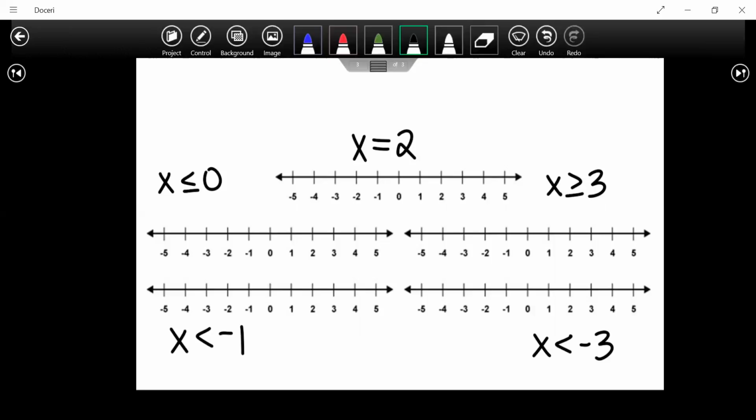About 15 more seconds. It doesn't have to be perfect.